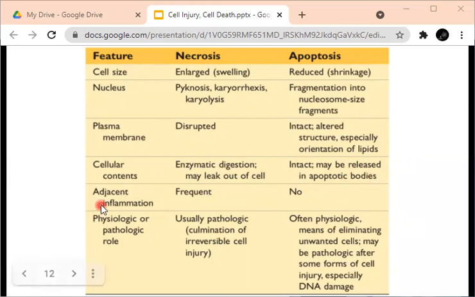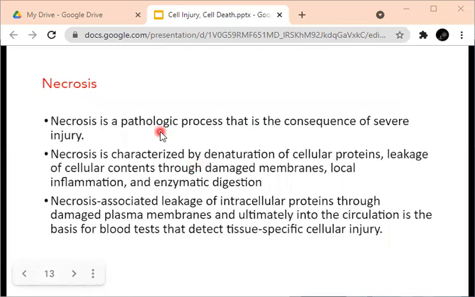Now, with adjacent inflammation, it is frequently associated with necrosis because this is a pathologic response, alright? While in apoptosis, we have no inflammation. All right, physiologic or pathologic? Again, as I have said, usually pathologic in necrosis. While in apoptosis, it can be pathologic, but often, it is physiologic. Physiologic means a response of the body to eliminate unwanted cells. Okay, and also, it may be pathologic after some forms of cell injury, for example, cell damage. All right. Now we go through them one by one.